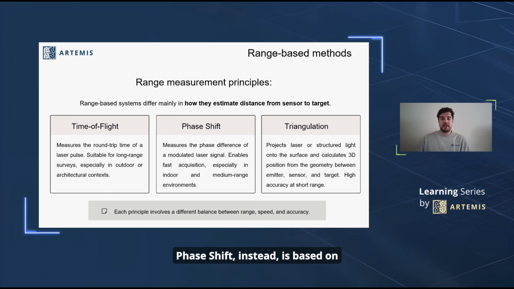Phase shift, instead, is based on measuring the phase difference of a modulated laser signal. Due to its accuracy, precision, and measurement speed, it's often used in indoor architectural or medium-range environments. Triangulation methods project laser or structured light onto the surface and calculate 3D position from the geometry between emitter, sensor, and targets. They provide high accuracy at short range, making them suitable for close-range digitization.